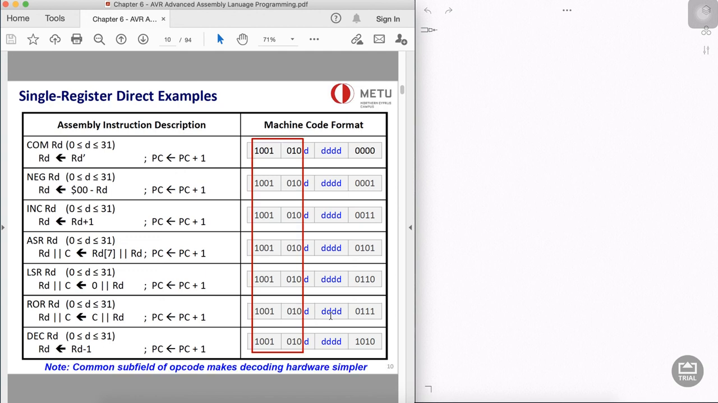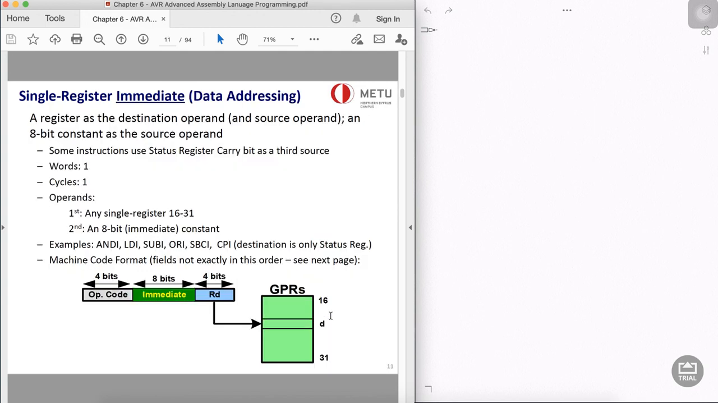The next is the single register immediate. Immediate means defining a constant. So we have a destination register, a GPR again, and this can be between 16 and 31 of the GPRs, as we already said with the LDI and SBCI functions. It's also one word, which is a 16-bit instruction, and it's 1 cycle. The constant is an immediate value, which is 8 bits.